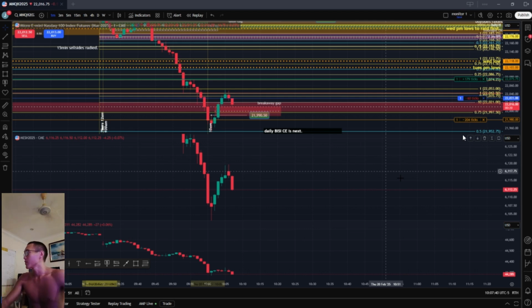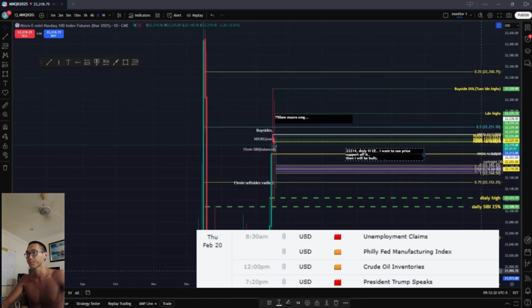Okay, so let's get right into this review. Now I'm going to run you through the whole trade. Right here, always starting off with my daily bias. As you can see, 2214. I was looking at this daily VI. I was looking for price to get above it.